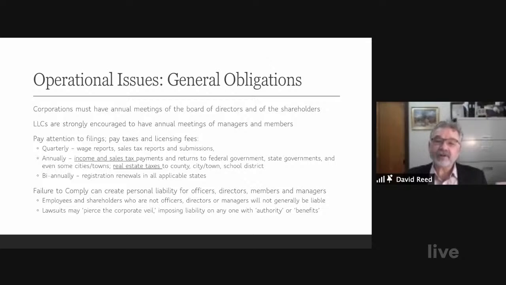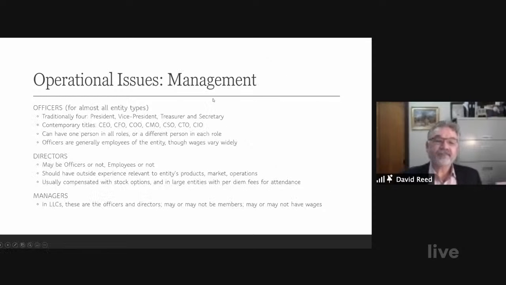Lawsuits may also pierce the corporate veil, trying to impose liability on anyone who had authority or benefits. That means a shareholder may become liable for something. Generally, shareholders are not, if they are not officers, if they're not directors, if they're not managers. They don't have fiduciary liability or responsibility, but sometimes lawsuits can create that.